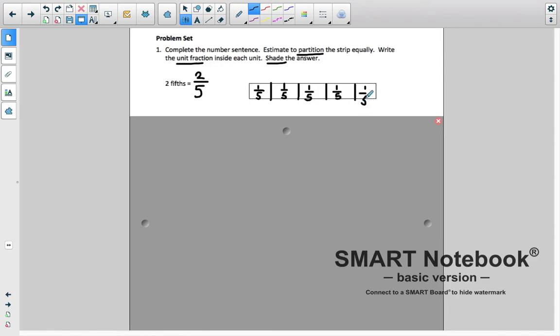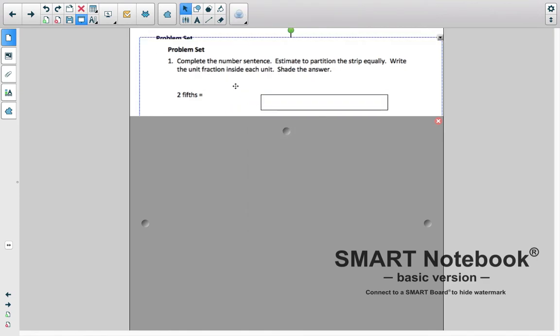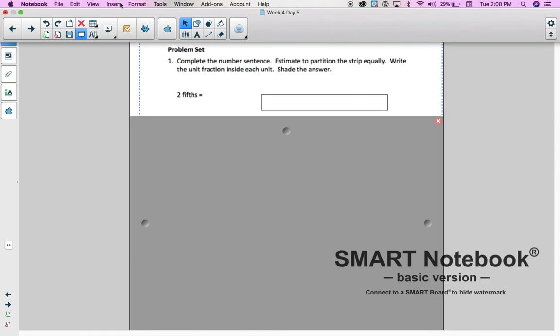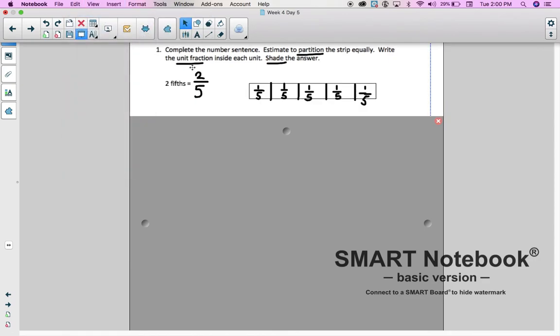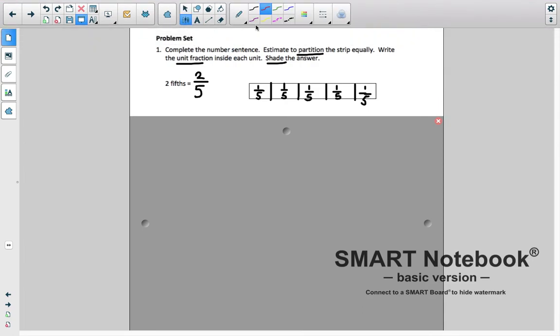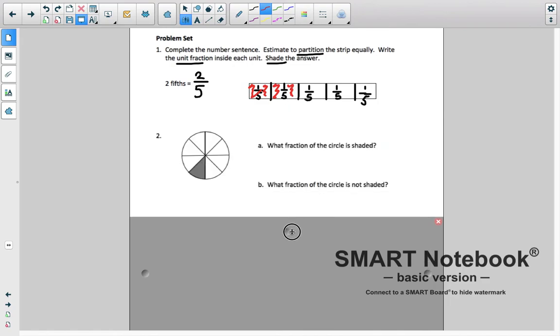Now my last part is I need to shade. So what is the number on top of my fraction? It's 2. So I'm going to shade 2. There we go. I'm going to shade 2 pieces. 1 and 2. Good. All right, let's look at the next part.